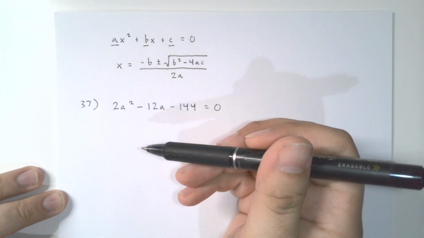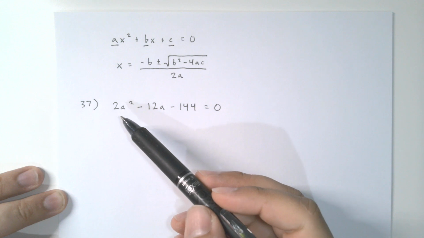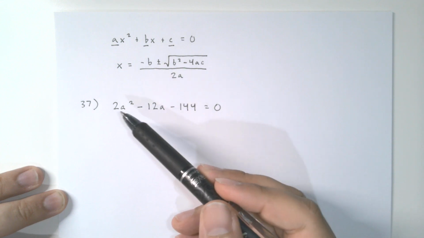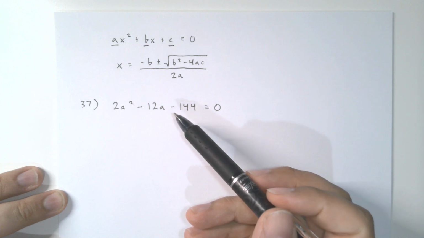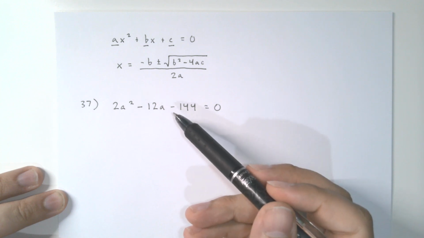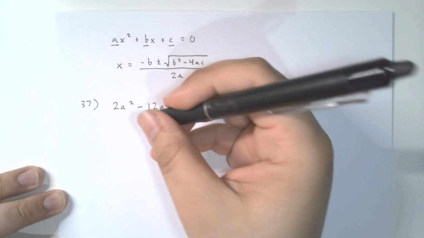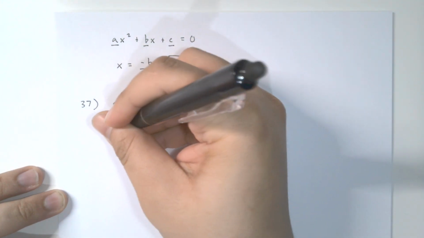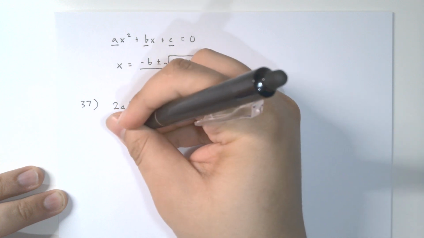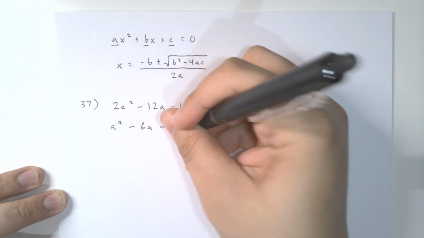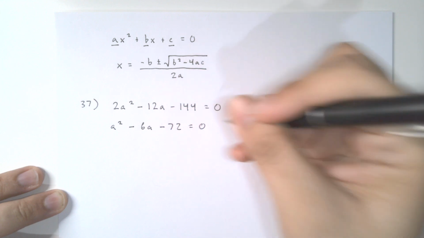And the other thing that we want to consider is that when we're plugging in values into the quadratic formula, we want to plug in the smallest numbers possible. So notice that each of these terms can be divided by 2. And if we do that, we get a squared minus 6a minus 72 is equal to 0.